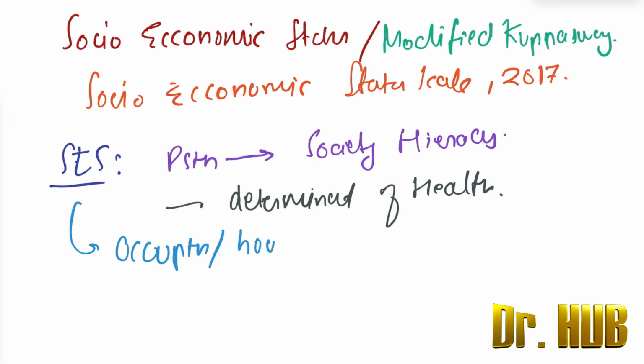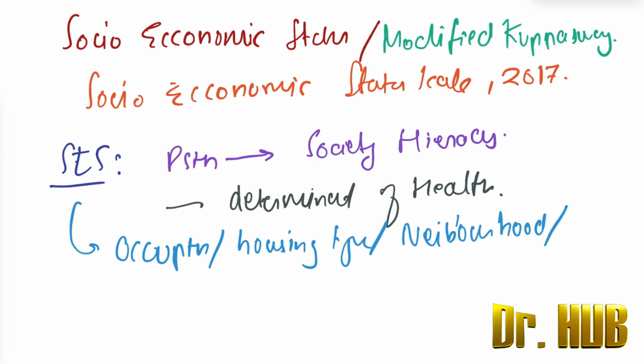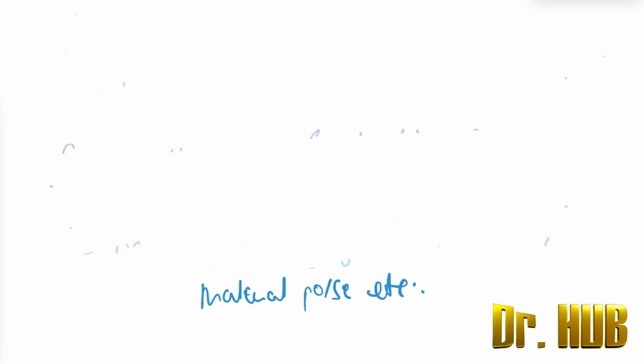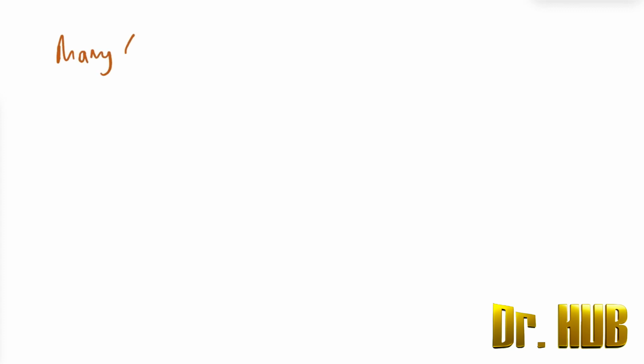Then housing type, then the neighborhood, as well as material possessions, just to name a few. Then there are many composite scales. They have been developed to classify the SES.